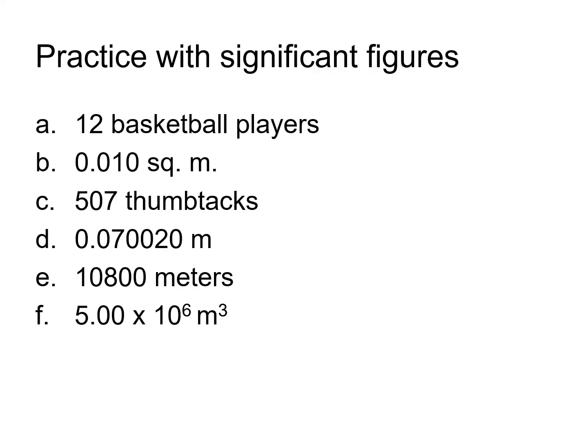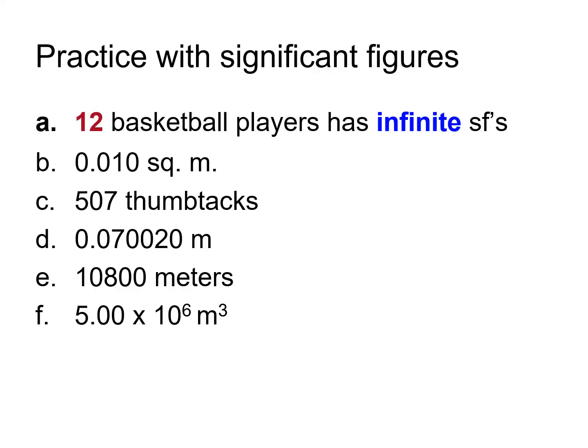If we have 12 basketball players, you may have said that that's 2 significant figures, but you can't have a part of a basketball player. So this is an exception to the rule. Since it can only be a whole number, 12 has infinite significance. You do not let it limit your answer. 0.010 square meters. The zeros in front do not count. The 0 at the end does. This has 2 significant figures.